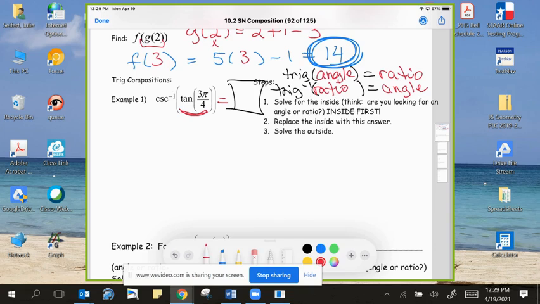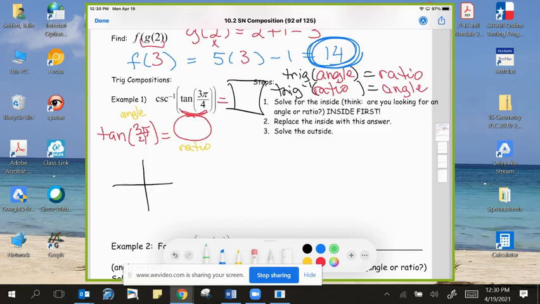Let's go right there. So we'll do the interior first. We will do tangent of 3 pi over 4. Is 3 pi over 4 an angle or a ratio? It is an angle. So then the answer we get will be the ratio. So we want tangent of 3 pi over 4. Since 3 pi over 4 is the angle, draw the angle.